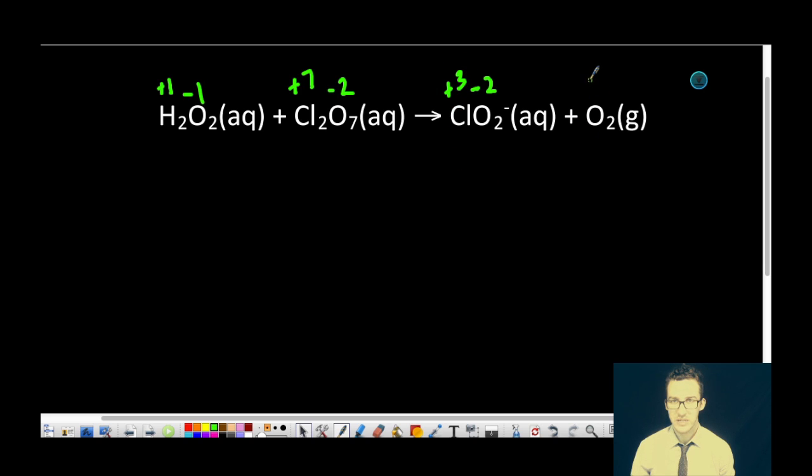And then the oxygen here is going to have an oxidation state of 0 because it's in its elemental form. As we try and identify what's being oxidized, what's being reduced, our oxygen goes from a -1 to a 0. So here the oxygen has lost electrons and is therefore being oxidized. As you take a look then at our chlorine, it goes from a +7 to a +3, indicating it's gained electrons and will therefore represent our reduction half reaction.